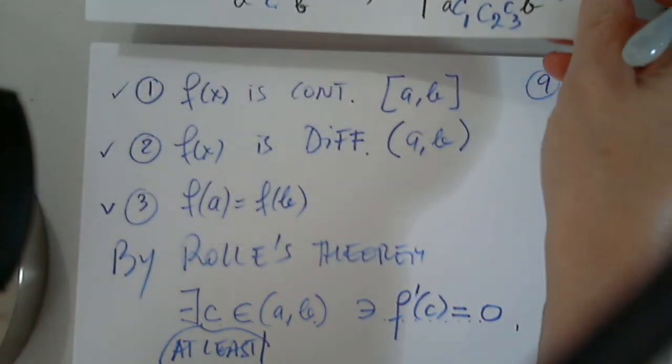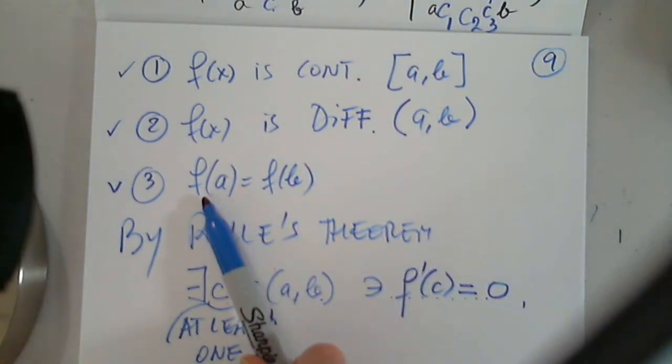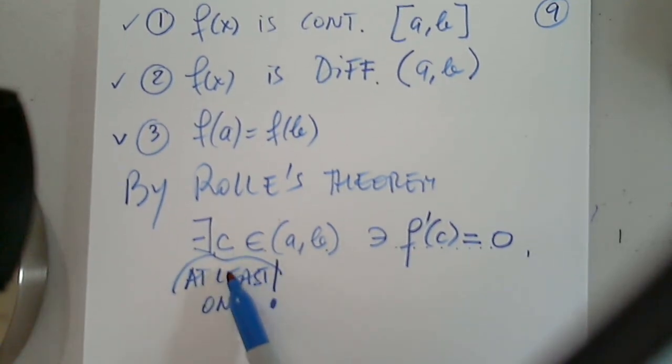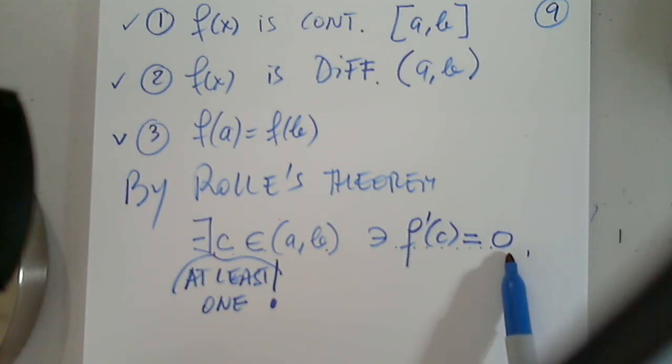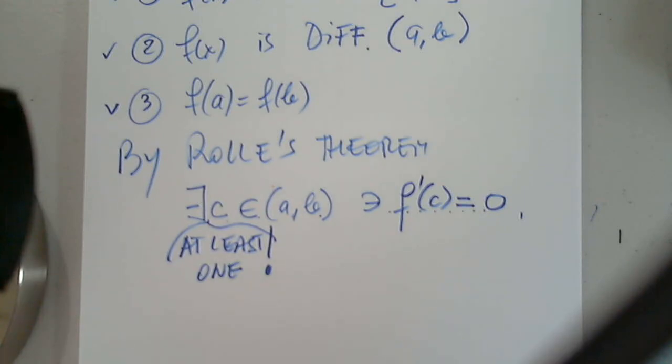So Rolle's theorem says if a function is continuous and differentiable, starts at the same point it ends at, there must be a value, at least one x value, that makes the derivative zero. In other words, it must have at least a max or a min. It has to turn.